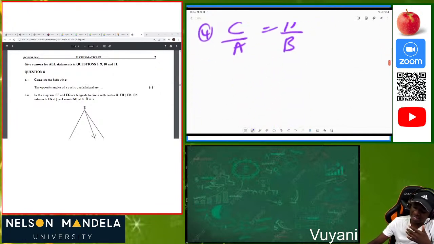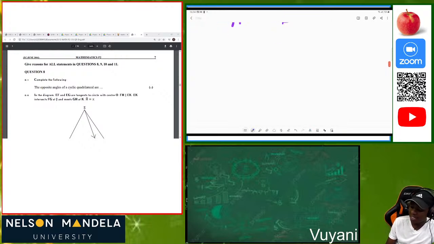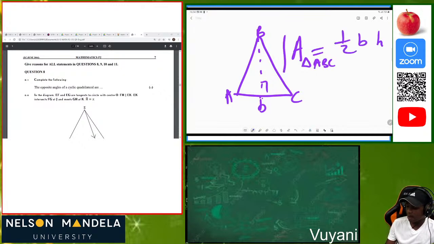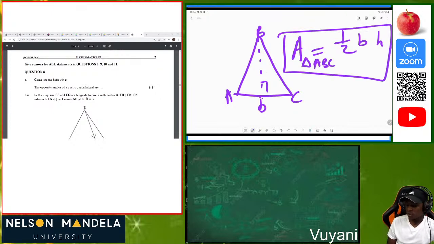Now to revise the area of a triangle, we know that for a triangle in this shape, with a height here and this as the base, the area of triangle ABC is always equal to half base times height. This is always our area. Always bear in mind that I was just recapping on that.